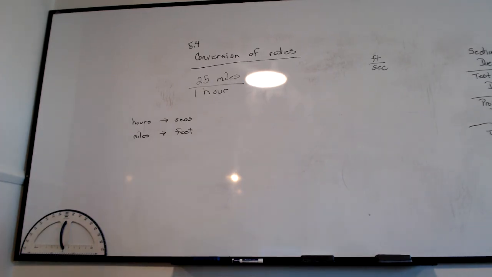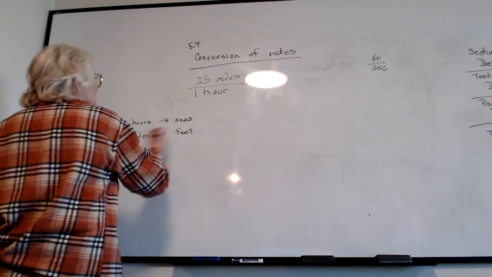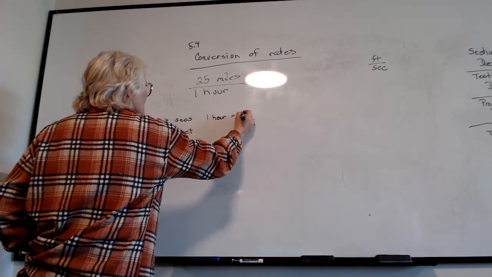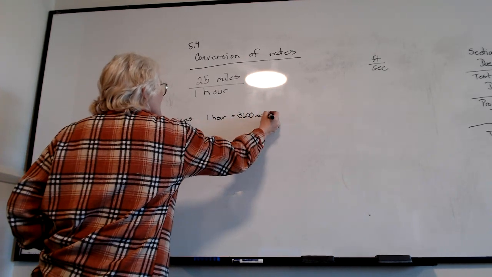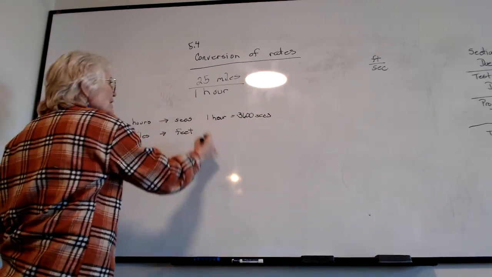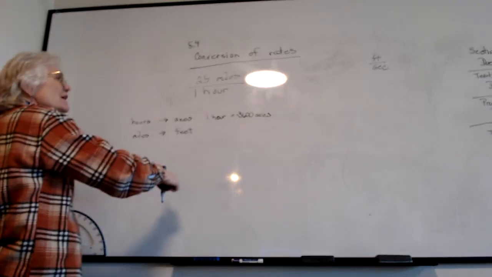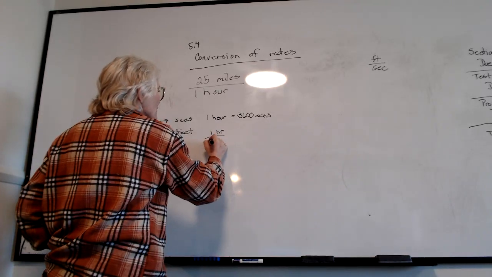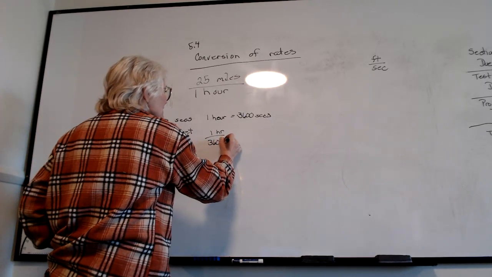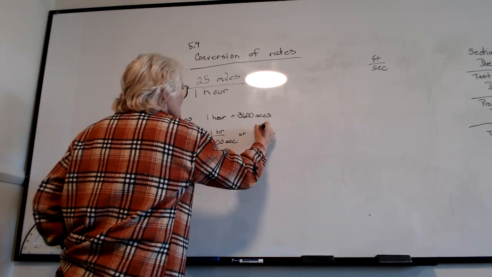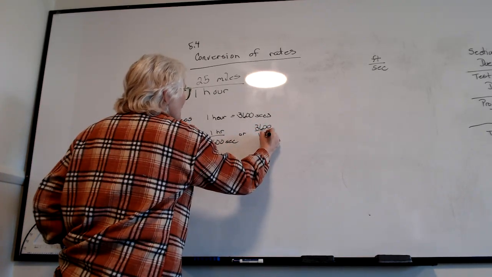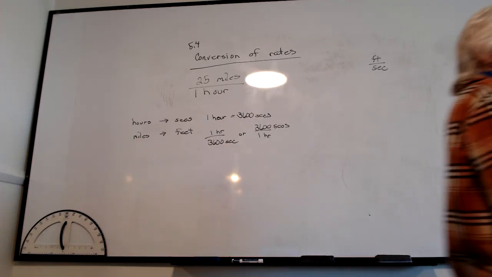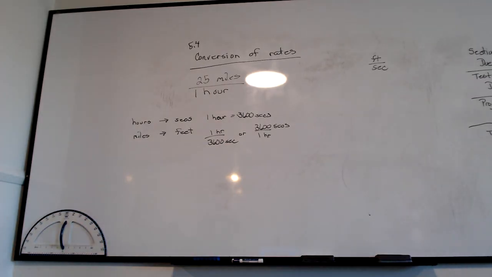3,600. That's right, 3,600. So 1 hour equals 3,600 seconds. You can write this as 1 hour over 3,600 seconds, or as 3,600 seconds over 1 hour. So there's two different ways you can use this. Which way do we want to write it so our units cancel when we're multiplying?